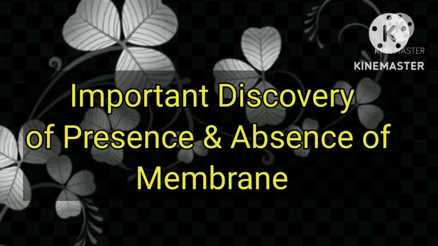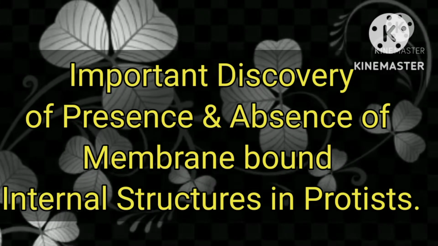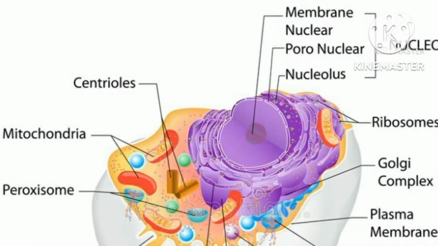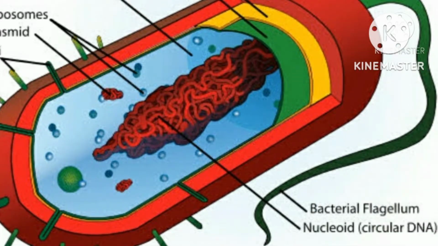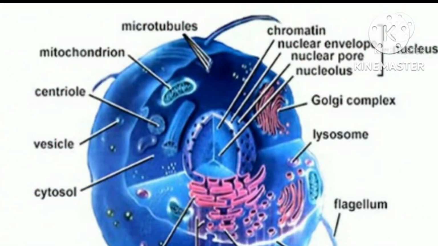Important discovery, that is, discovery of presence and absence of membrane-bound internal structures in protists. When more definitive observation of internal cell structure was made possible with the aid of the powerful magnification provided by electron microscopy, it was discovered that in some cells, for example, in typical bacteria, a nuclear substance was not enclosed by a nuclear membrane. In other cells, such as typical algae and fungi, the nucleus was enclosed in a membrane.